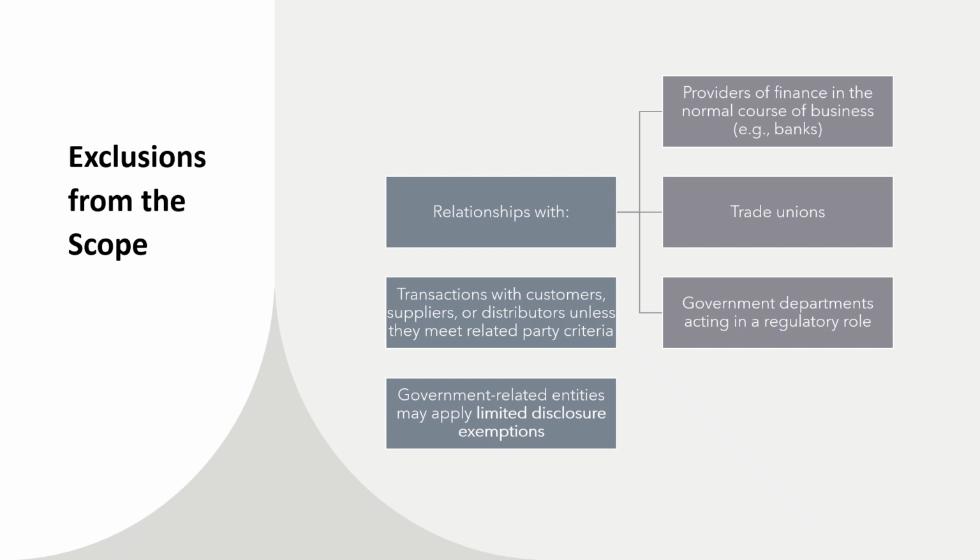Not every business relationship is considered a related party. For example, normal dealings with banks, suppliers, or customers are not related party transactions unless control or significant influence exists. Government bodies acting as regulators are also excluded. However, government-related entities may use limited disclosure exemptions, especially when transactions are common and not significant individually.